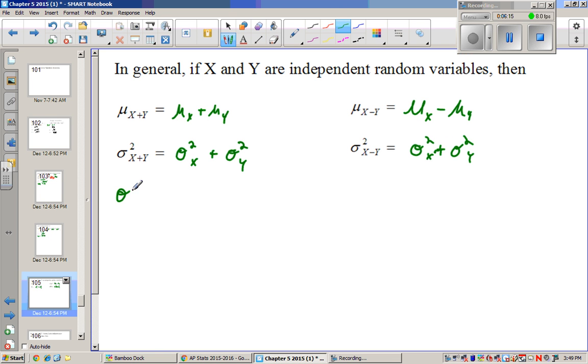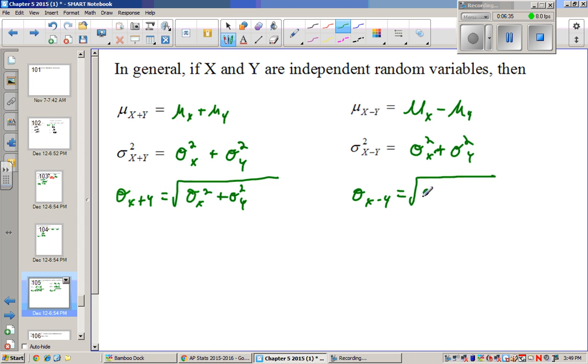Now when I want to find the standard deviation, I'm just going to square root my variance formula. Some people call this the Pythagorean Theorem for statistics because we're square rooting a squared plus b squared, kind of. And it's the same thing, same rule over here. You square the standard deviation for x, square the standard deviation for y, and square root it.